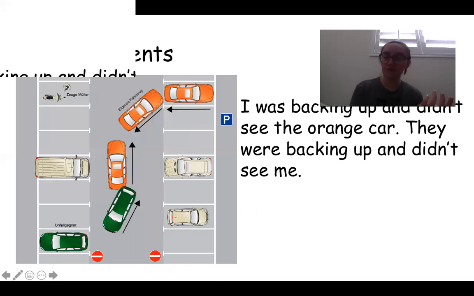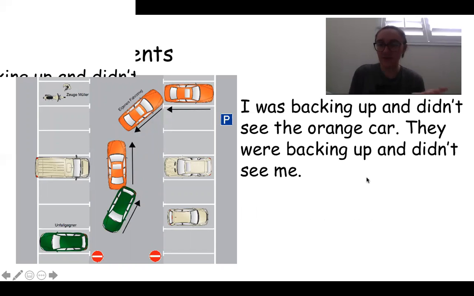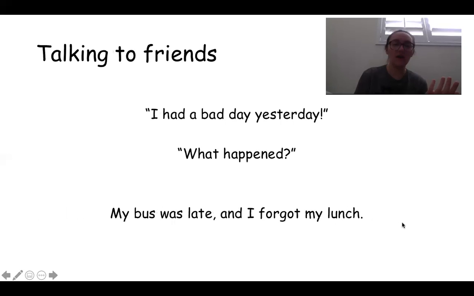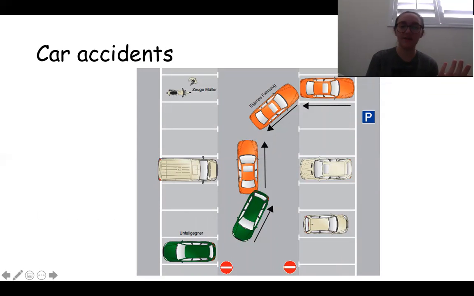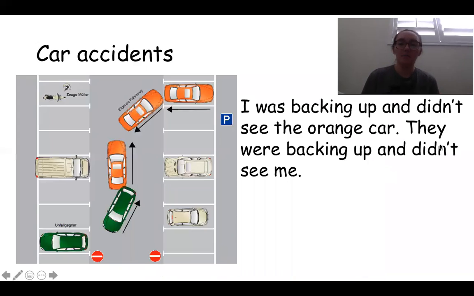The next one that we can do, one of the places that we get asked these questions is car accidents, right? This picture is a drawing of a car accident that happened, right? So you'll see that this car backed up and then this car backed up and they hit each other, right? So that's showing a car accident.